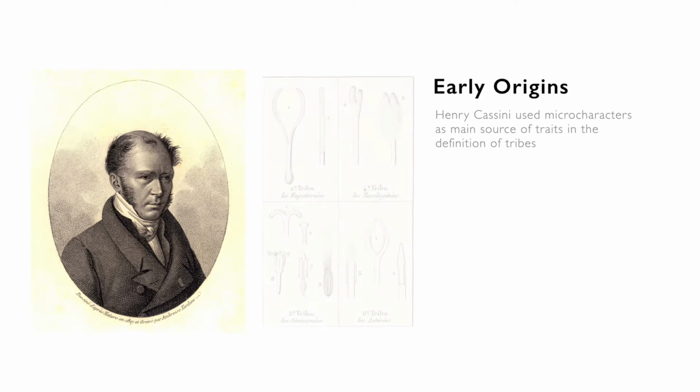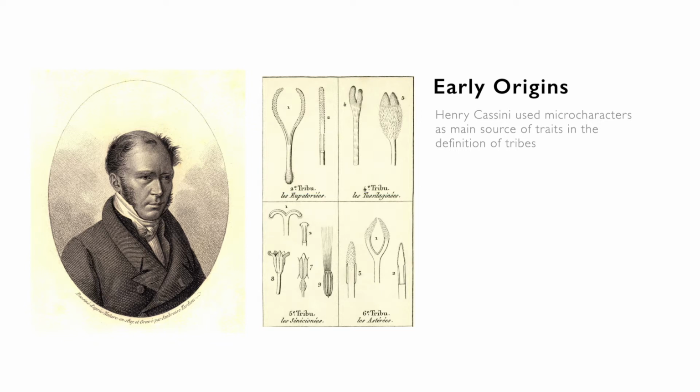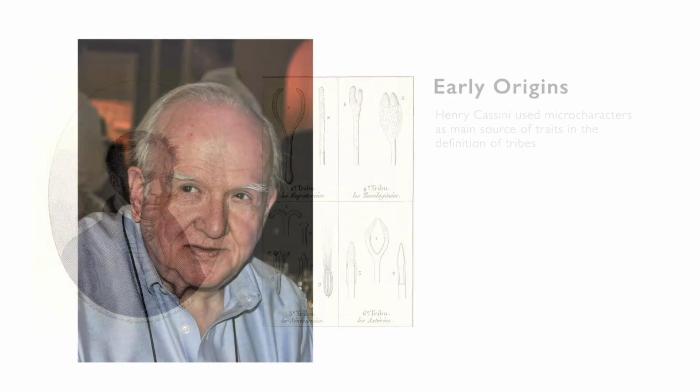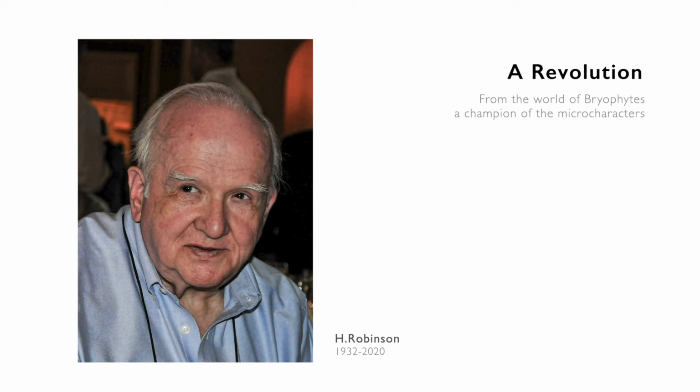He basically looked at microcharacters that he took from the styles and the anthers to define the different groups of the Compositae. However, in our modern time, the one who could be said to have caused a revolution was Harold Robinson, who sadly passed away last year. Robinson came to the Compositae from the world of bryophytes and is the absolute champion of the microcharacters.